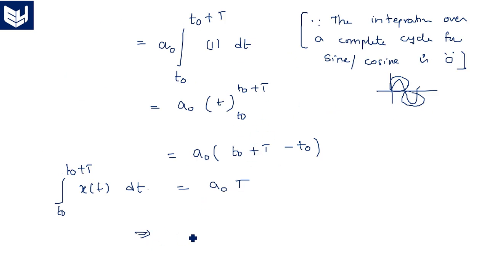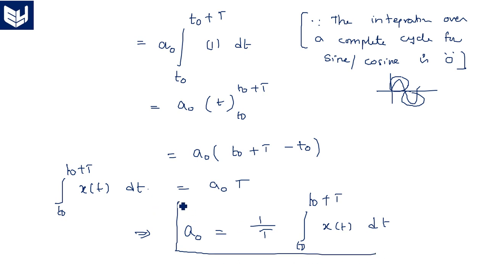So what we need finally is a naught. A naught is equal to 1 by t times the integral t naught to t naught plus capital T of x of t dt. This is the expression for the Fourier coefficient a naught. So a naught can be evaluated using this formula, and the remaining two parameters, an and bn, we will discuss in the next class. Thank you.